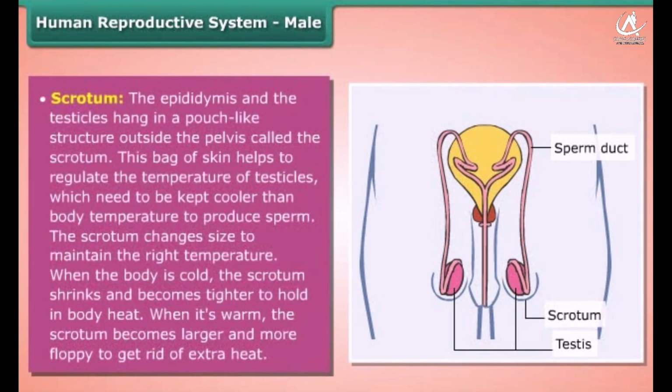Scrotum. The epididymis and the testicles hang in a pouch-like structure outside the pelvis called the scrotum. This bag of skin helps to regulate the temperature of testicles, which need to be kept cooler than the body temperature to produce sperm. The scrotum changes size to maintain the right temperature. When the body is cold, the scrotum shrinks and becomes tighter to hold in body heat. When it is warm, the scrotum becomes larger and more floppy to get rid of extra heat.